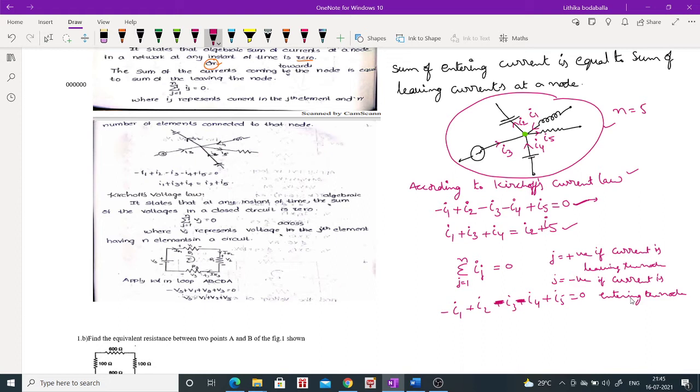Then another law that was stated by Kirchhoff is Kirchhoff's voltage law. What Kirchhoff's voltage law states is that at any instant of time, the algebraic sum of voltages in a closed circuit is 0. Means in any closed circuit, if you add the voltage drop across each element in a closed path, then it will become 0. If you add all of the voltage drops in a closed path, the sum becomes 0.